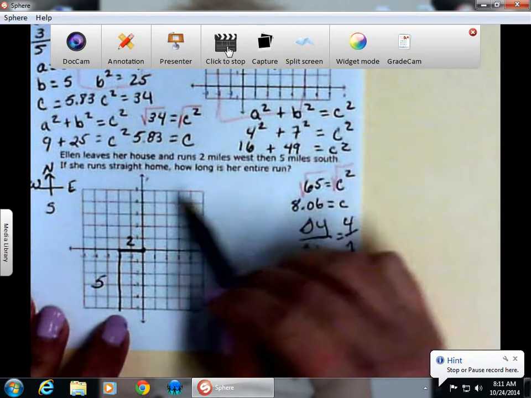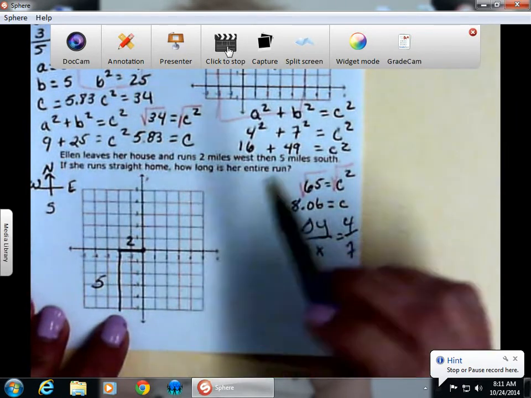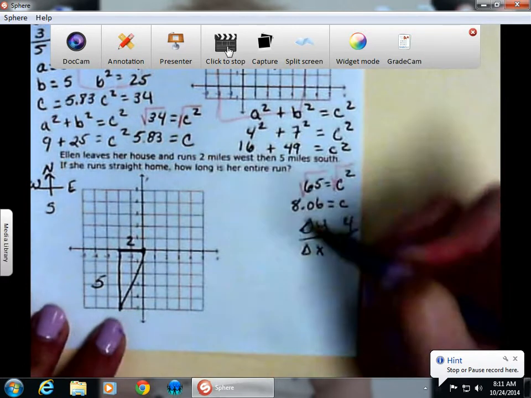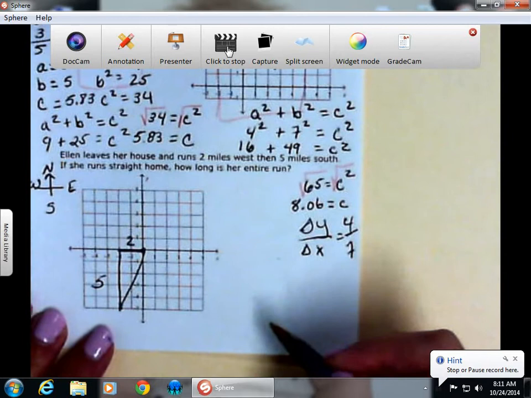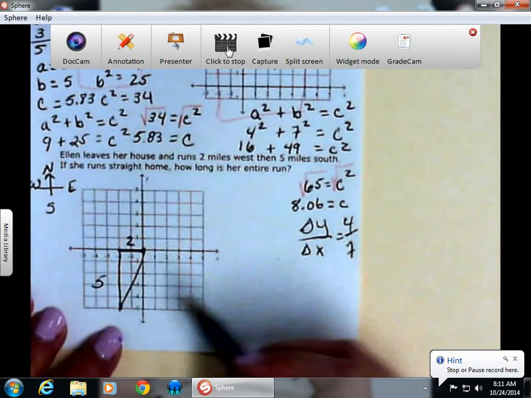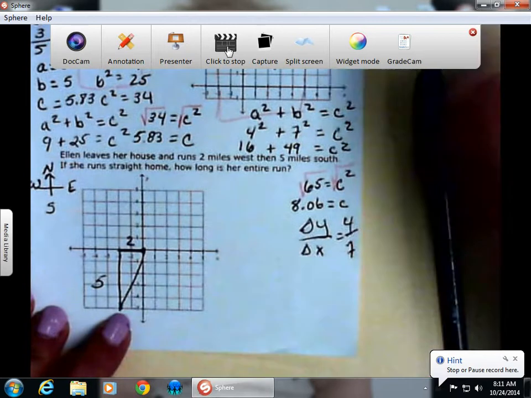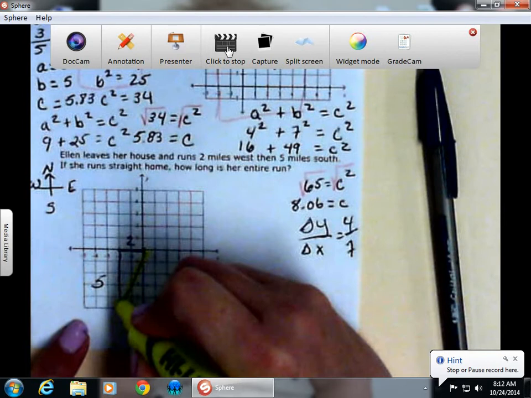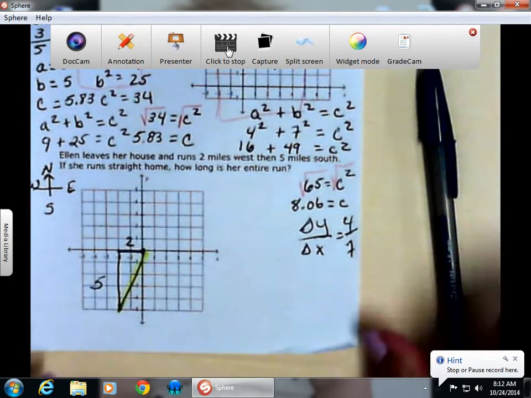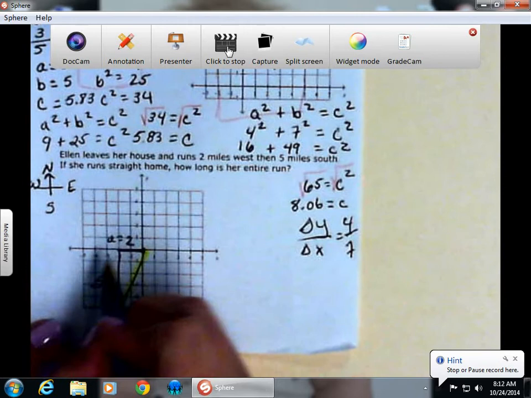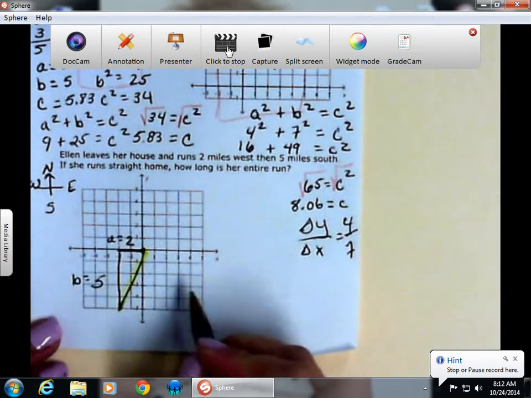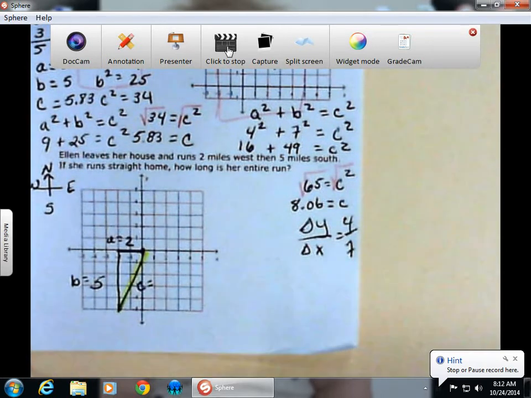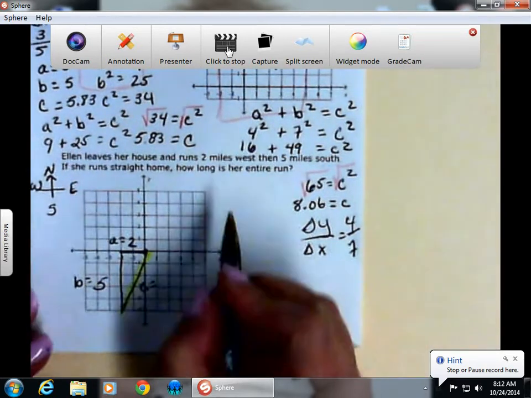Hey look, it's a right triangle. I love when it works like that. So we want to find out what that distance is. And guess what? That distance is the hypotenuse. So I have A is equal to 2, our B is equal to 5, and we need to find out what the C is equal to. We're looking for C.